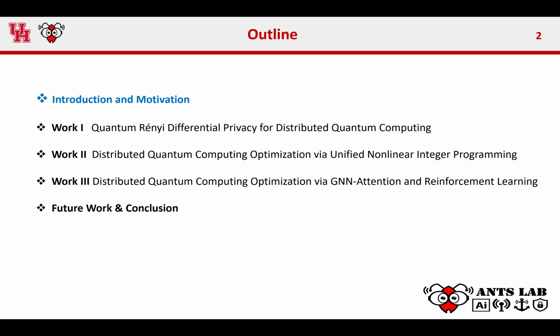Okay, so here is our outline. First, I will give you a brief introduction and the motivation of quantum computing, and then my three works. The first work is about privacy protection in distributed quantum computing, where I propose quantum-native differential privacy. The next two works focus on distributed quantum computing optimization: one with unified nonlinear integer programming, and one with GNN, attention, and reinforcement learning. And finally, our future work and conclusion.